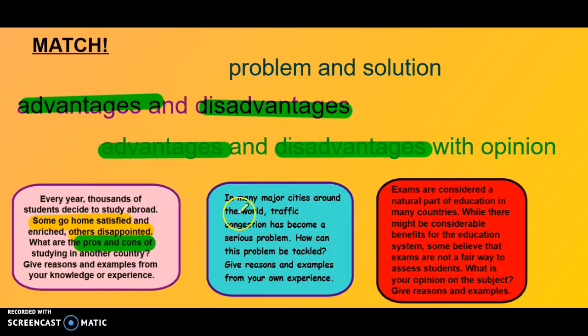In many major cities around the world, traffic congestion has become a serious problem. How can this problem be tackled? Give reasons and examples. Okay, are we talking about advantages and disadvantages here? Obviously, this is easier. We have the word problem and the word problem here as well. And tackle. Tackle means solve. So we're talking about a solution. So obviously, I'm going to match problem and solution with the middle essay. Let's decide now whether this and this are matched to this or this.